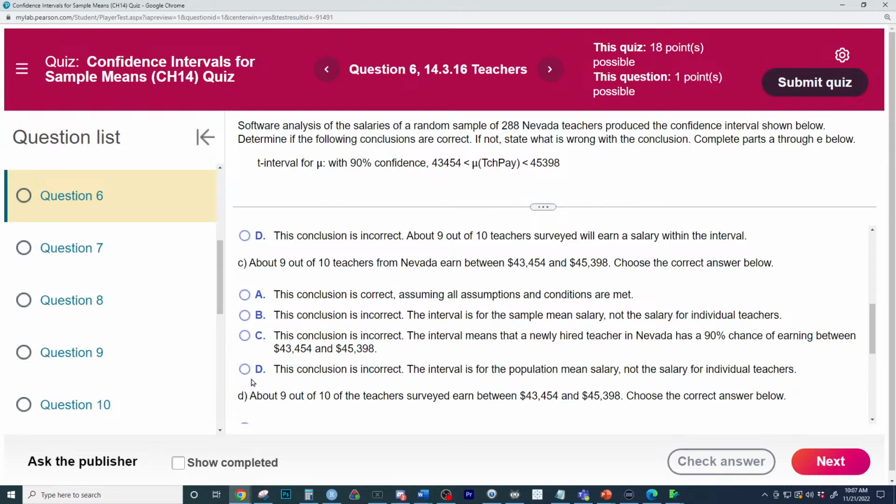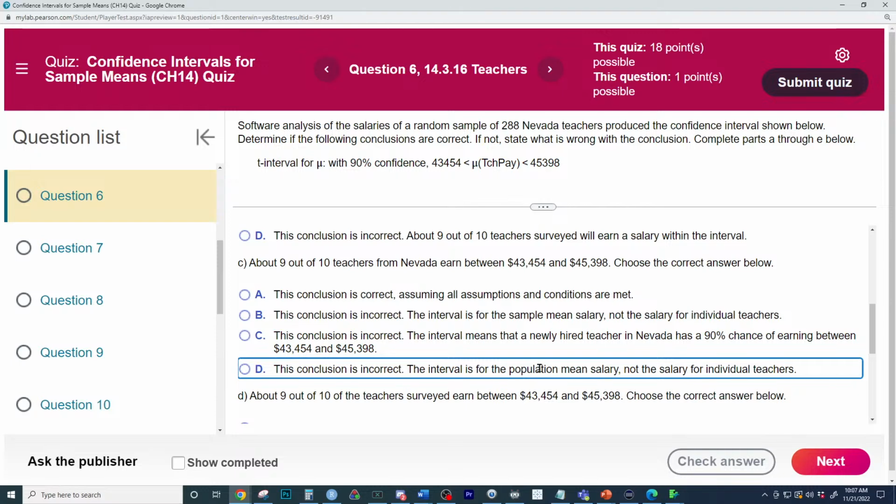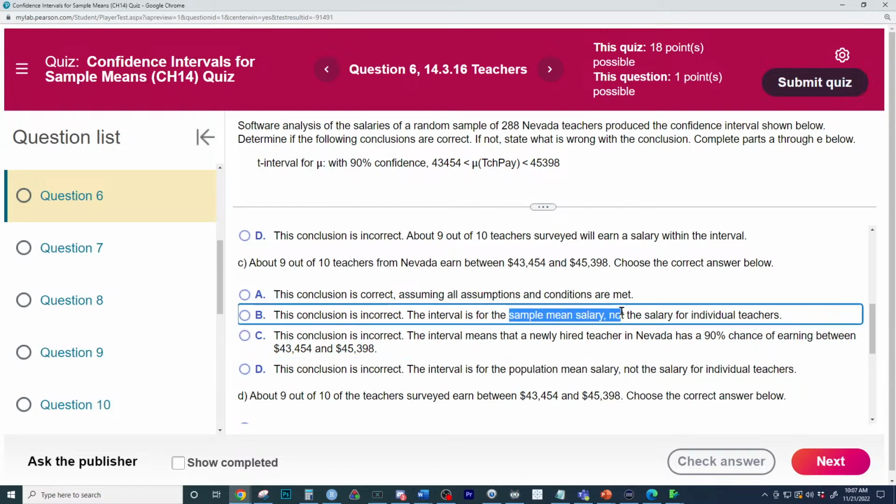No. This interval is incorrect. Here it is. This is the one. The interval is for the population mean, because we're trying to estimate the truth, not the salary of individual teachers. So it's not about an individual teacher, and it's not about the sample mean. We know what the sample mean is. The sample mean's at the center of this interval.